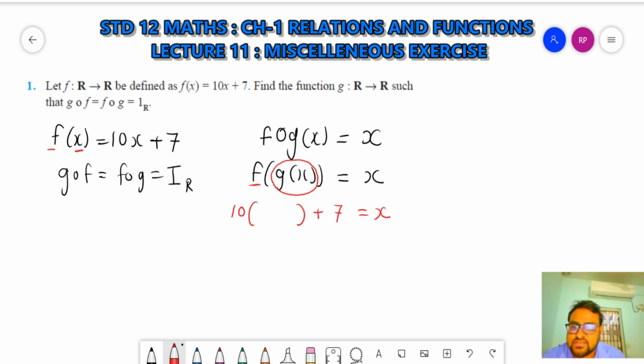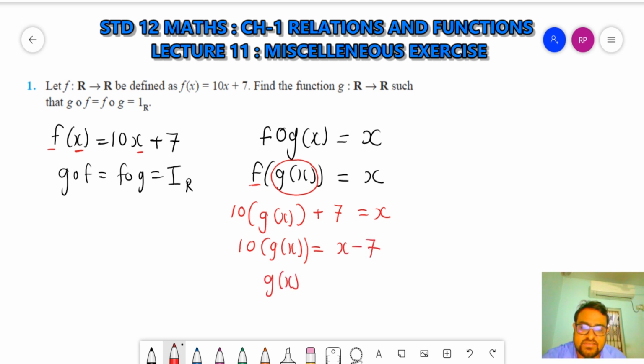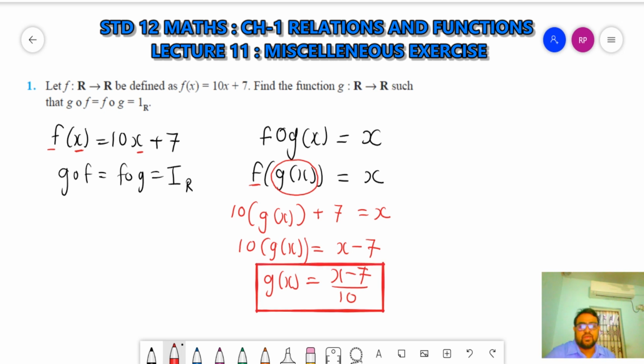See, here it was x, here it is g(x). So 10 times g(x) is equal to x minus 7, so g(x) is (x minus 7) upon 10. So this is our answer. So the function g: R to R will be g(x) = (x minus 7) by 10, such that f o g will be equal to g o f, which is equal to I_R.